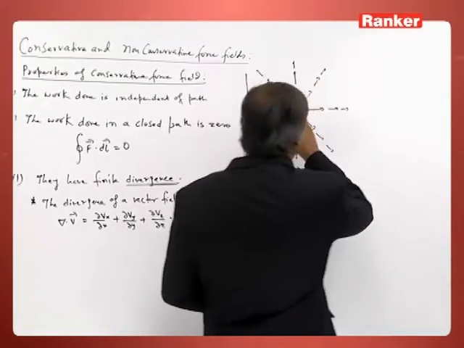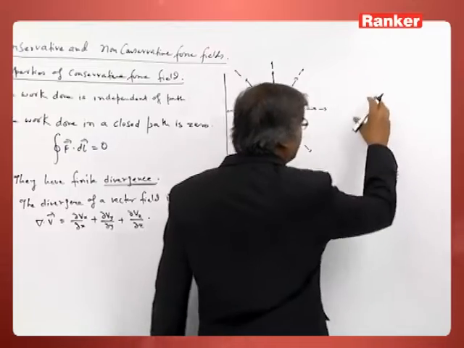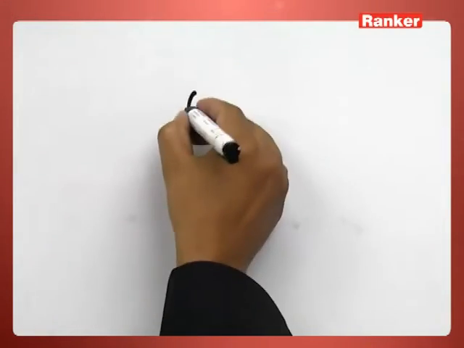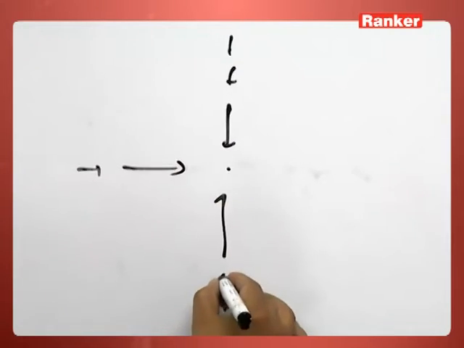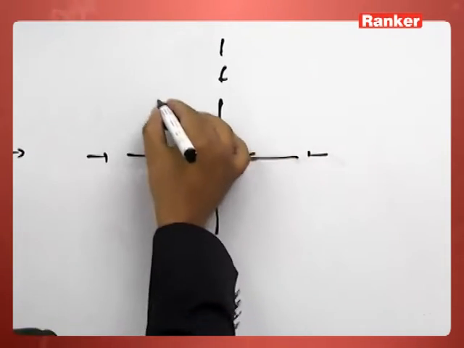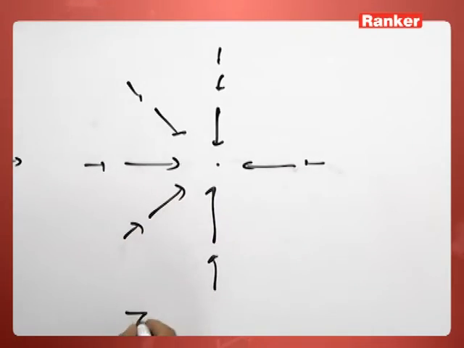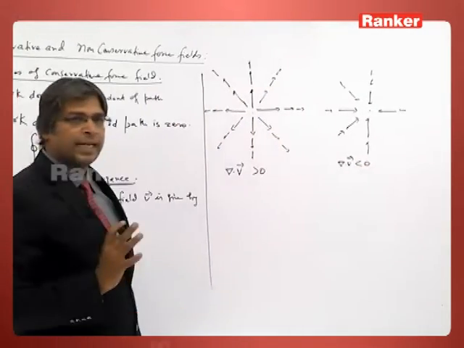If it is outward, this is a diverging field, and if it is inward, I will say converging field. So again we can have an inward field also like this. This has a negative divergence, but the divergence is finite.